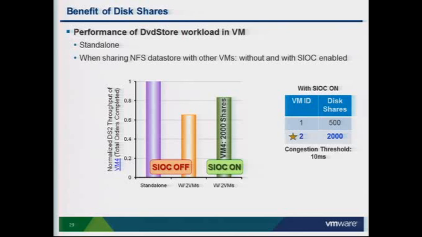If you really wanted to push that bar even higher, you can set 500 and 4000, and you would see the bar would get pretty high. But when DVD Store goes idle, let's say in the evening it goes idle, at that point the other VM would be able to get the full performance on the array. And that's where the share-based control comes in.